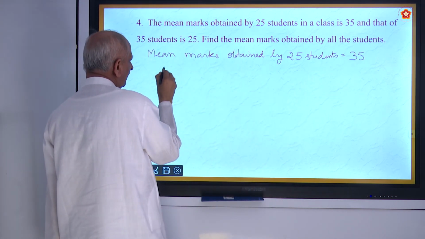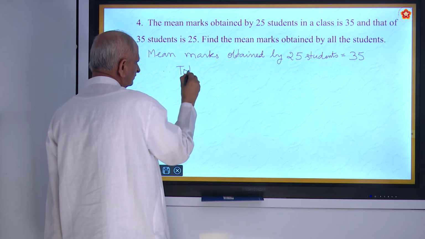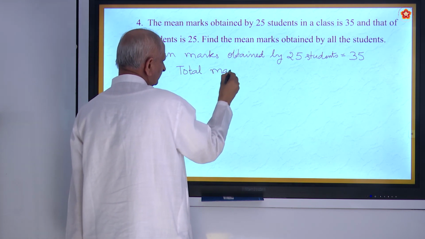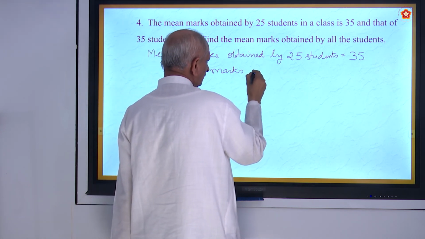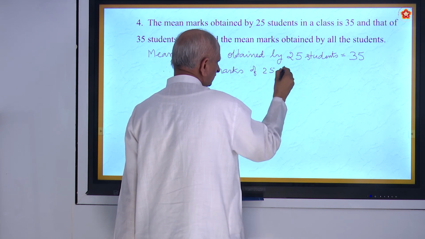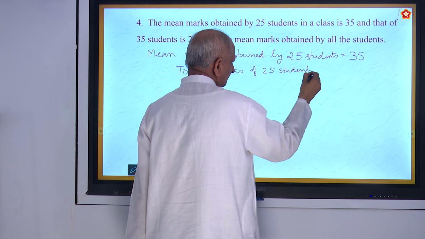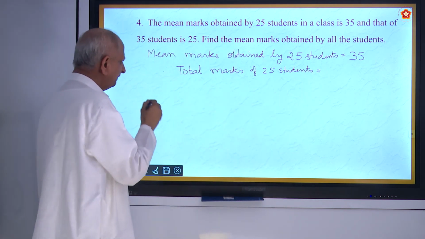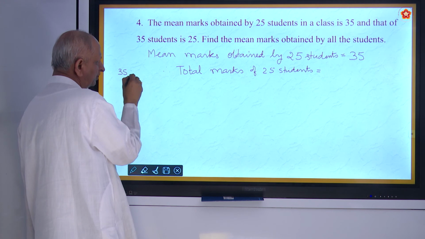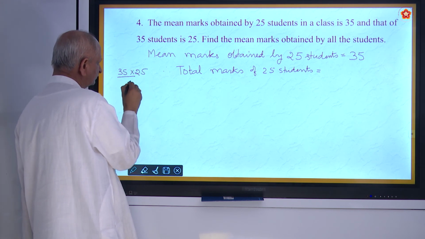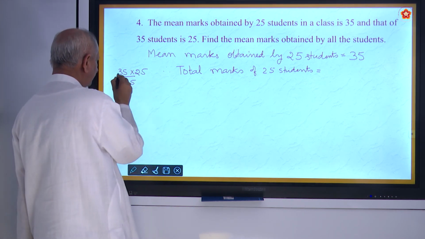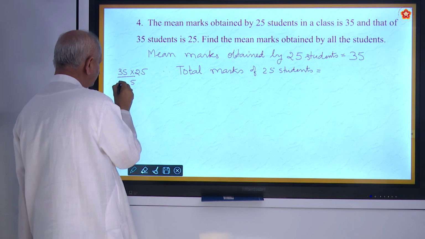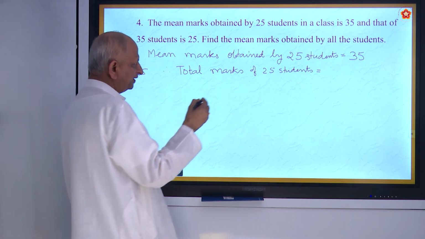So, from the mean marks we can get the total marks. Total marks obtained by 25 students. How to get it? You have to multiply. So 35 into 25. 25 5s are 125. 25 3s are 75, plus 12 is 87. So 875.